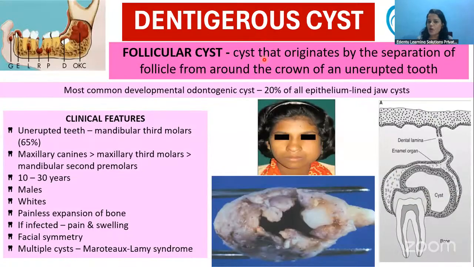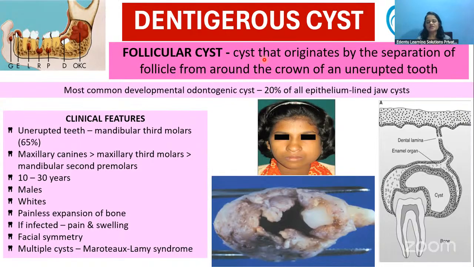Okay, so first one is the dentigerous cyst. Dentigerous cyst is also called as follicular cyst, and it is the most common developmental odontogenic cyst. Remember, it is not the most common odontogenic cyst. It is just the most common developmental odontogenic cyst. It accounts for nearly 20% of all the cases.